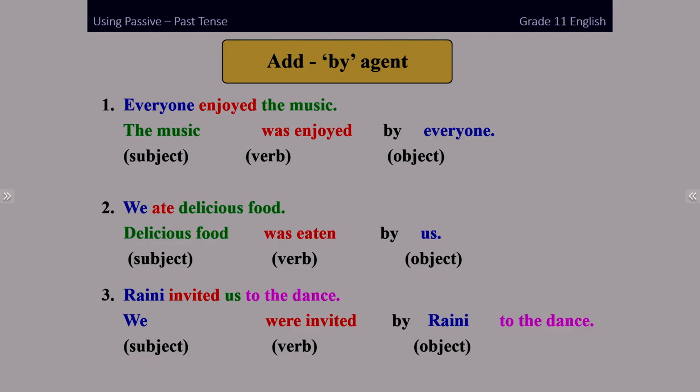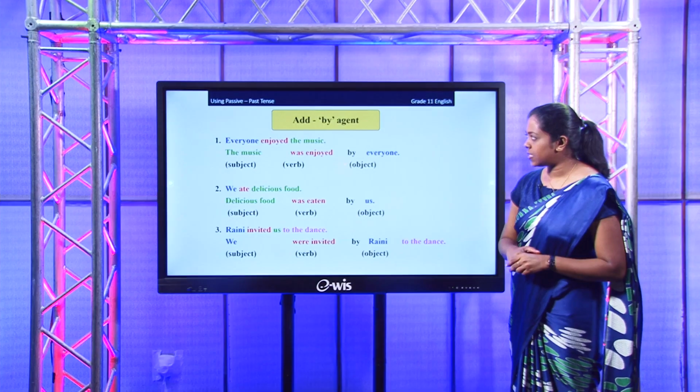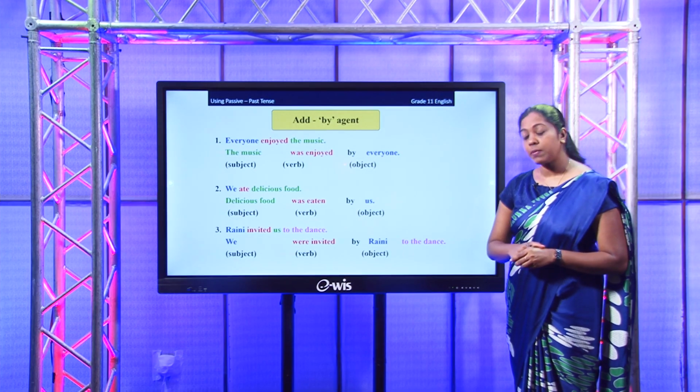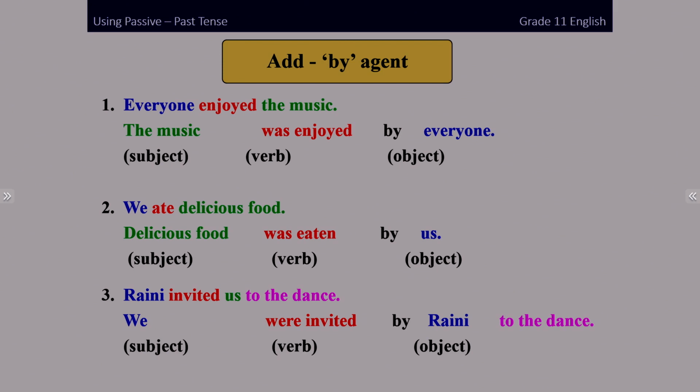Right, what is the next step? Can you see something different here? Something new here? Yes, the title itself tells you, add by agent. You know this word very well. Here we call it the by agent. Where have we used the by agent and why do we use the by agent? Look at the sentences. Everyone enjoyed the music. That is your active sentence. When you change it into passive, you know the subject and object position changes.